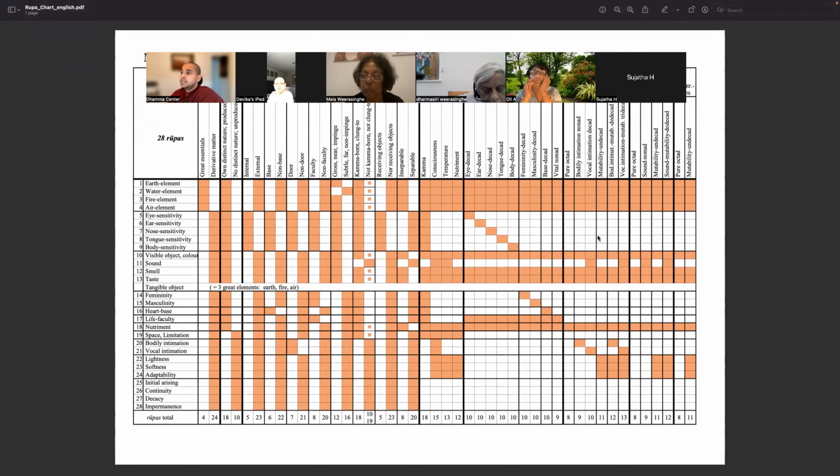Mutability. Is that the same? Yes, that is the same word that is used in our book.